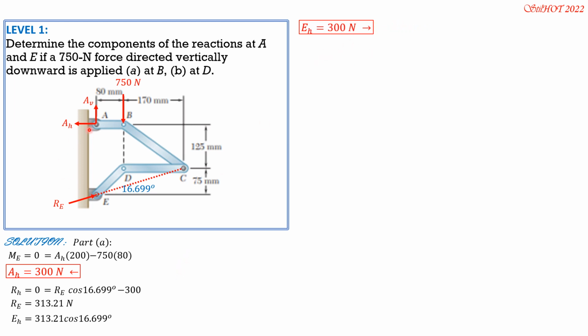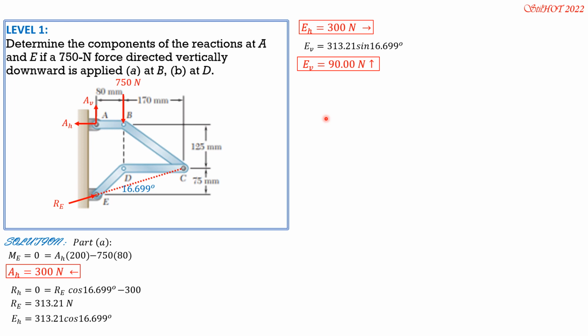So that checks. If you consider the whole system, then summation of forces horizontal is 0. Then E vertical is RE sine of 16.699 degrees. So E vertical is equal to 90 newtons upward.